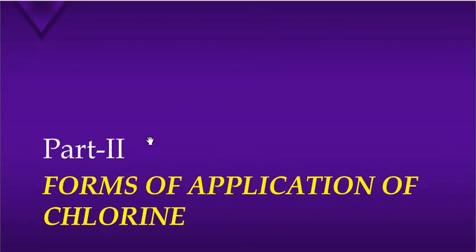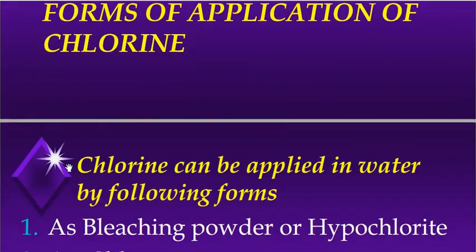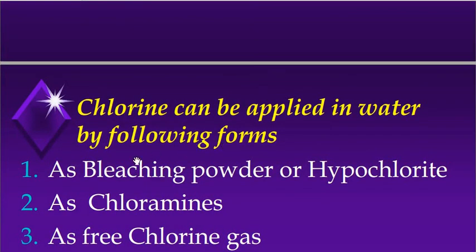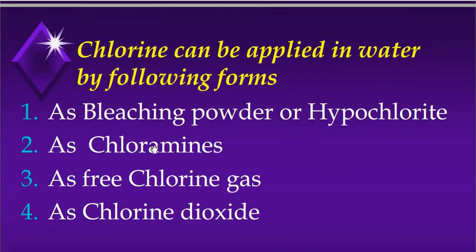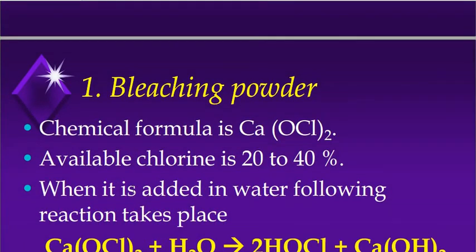So this is the next part, the forms of application of chlorine, that is how the chlorine should be applied. It is applied in the following forms: as bleaching powder or hypochlorite, as chloramines, as free chlorine gas, as chlorine dioxide gas. So one by one we will see, first bleaching powder.